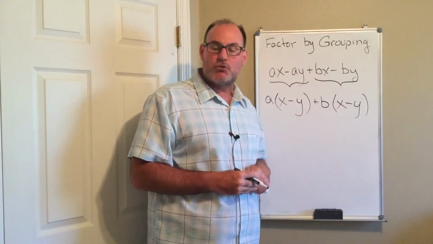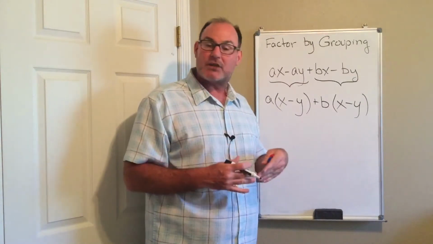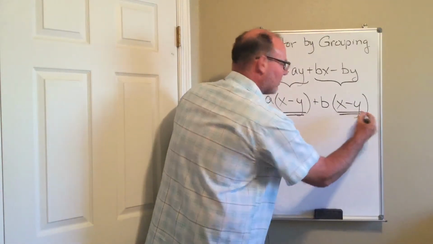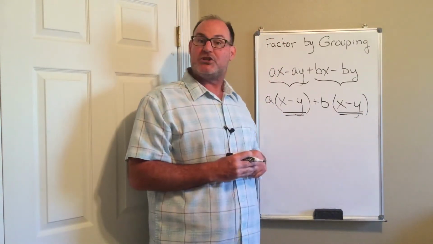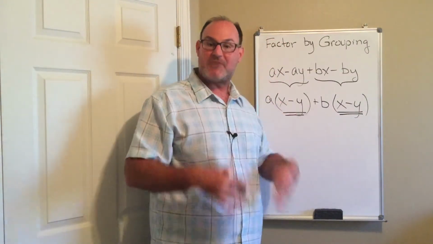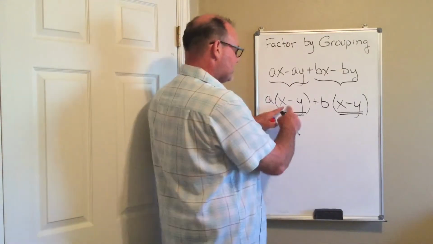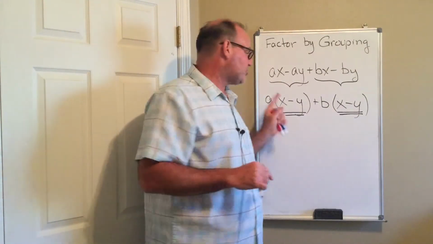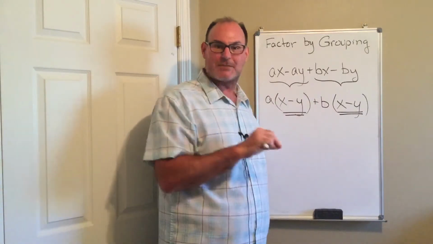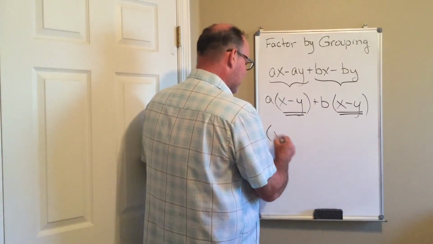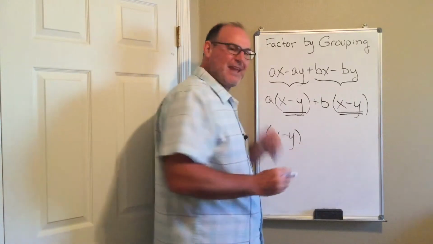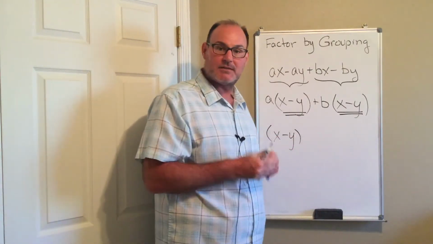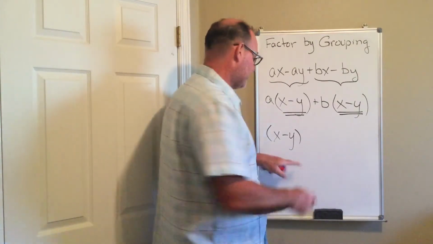You always know the grouping has worked and you don't need to go back and try something new when you have the same exact thing in the parentheses. So what we're going to do now is factor out the common factor one more time. This X minus Y is the factor in common. Each term only has 1 X minus Y, so when I factor it out, I factor out 1 X minus Y. Not X minus Y squared is sometimes commonly done.